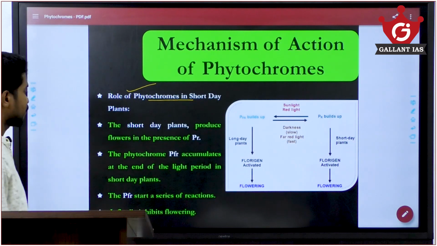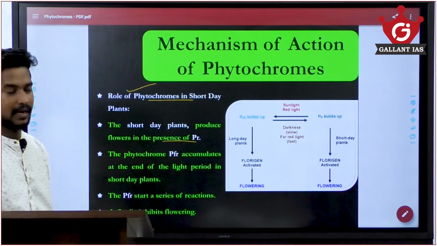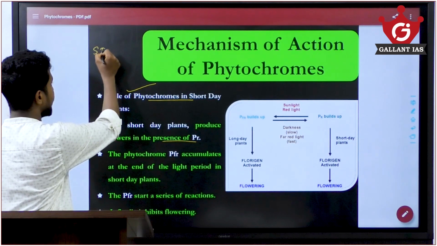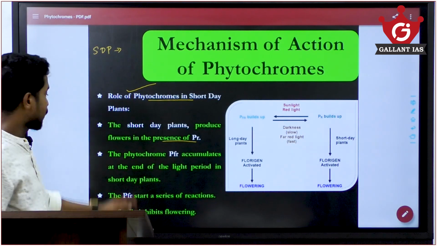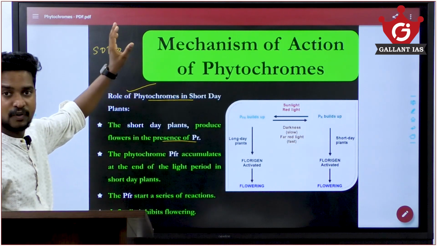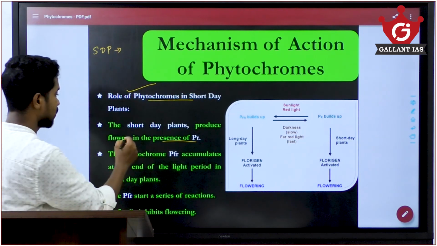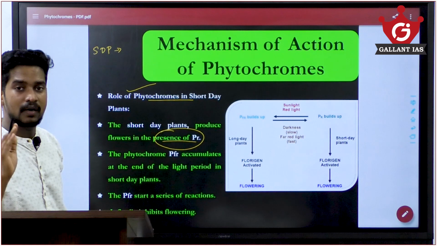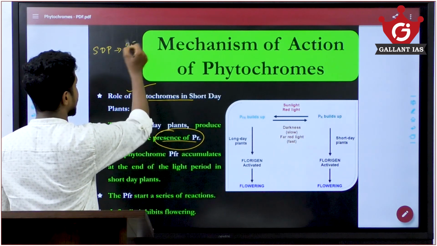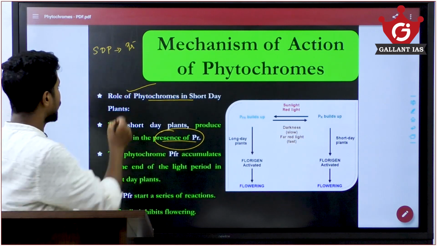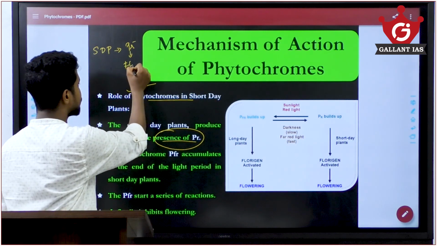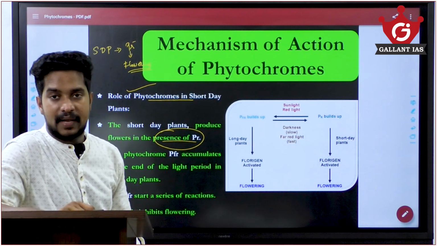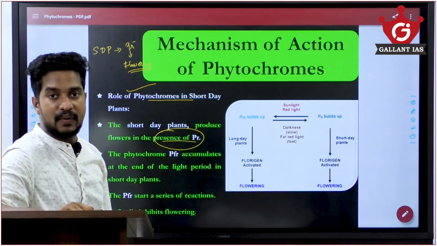Role of phytochrome in short day plants. Short day plants produce flowers in the presence of PR. One thing to note is that for producing flowers in short day plants, the PR form is necessary. In short day plants, the PR form helps in flowering. Phytochrome red is essential.